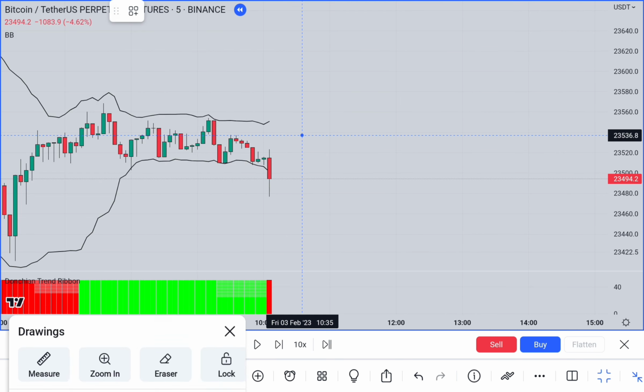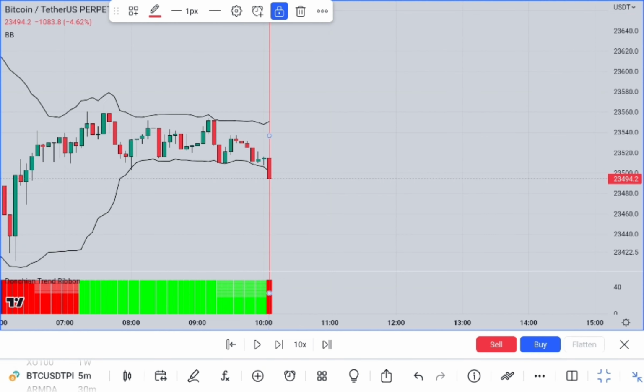As you can see, our first condition has been met. A red bearish candle closed below the Bollinger lower line. Additionally, the Donchian ribbon indicator turned red. Now we will wait for the price to return within the Bollinger channel and again cross below the lower line. This retracement is a confirmation move used by many professional traders.